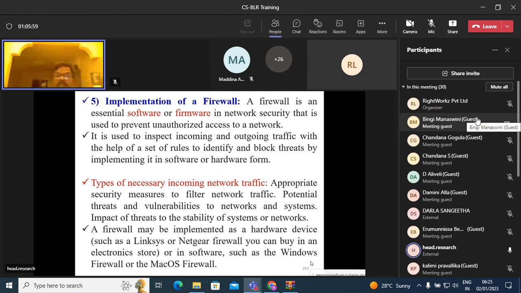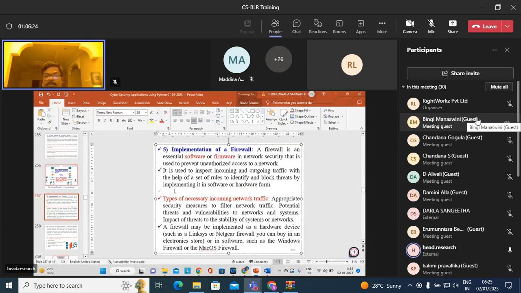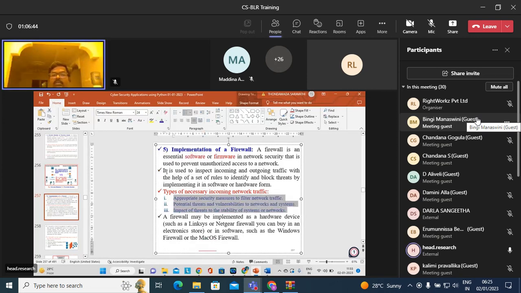A firewall may be implemented as a hardware device such as a Linksys or Netgear firewall you can buy in an electronic store, or in software such as the Windows firewall or the Mac OS firewall. Okay. So how many types of incoming network traffic are there? Three types. The first one is the appropriate security measure, and these are the three types of necessary incoming network traffic.